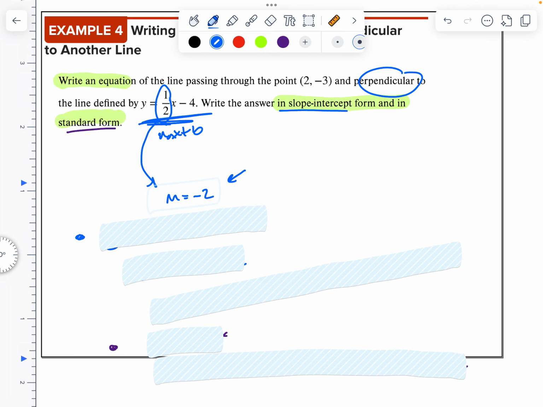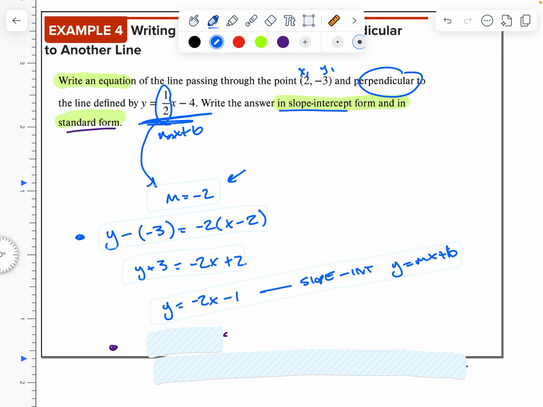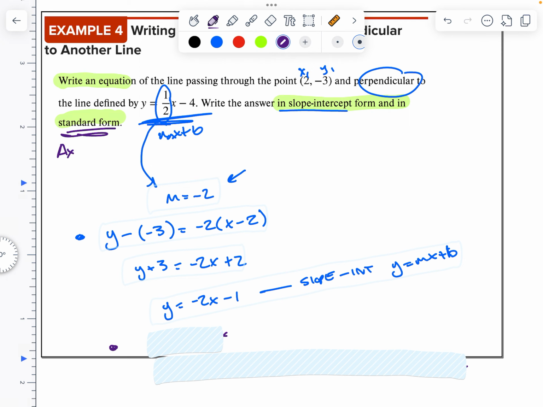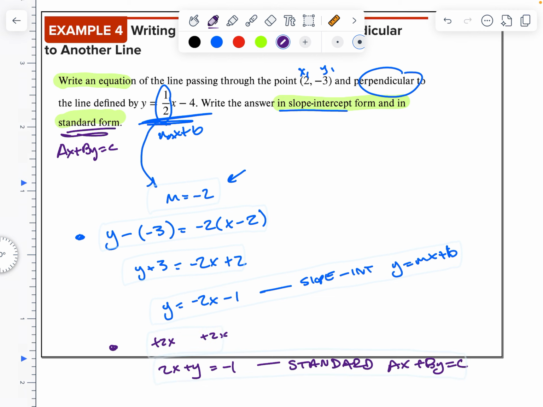Now we have a slope, and we have a point, x1, y1. We can go to our point slope form. We can try and simplify on the right, subtract the 3, and that gives us slope-intercept form. This says we want slope-intercept and standard form. Remember, standard form is your ax plus by equals c. So to find standard form, all we need to do is add our 2x over. And there's our standard form. Again, we have three versions of the same exact line. We have point slope, slope intercept, and standard. All three the same line.